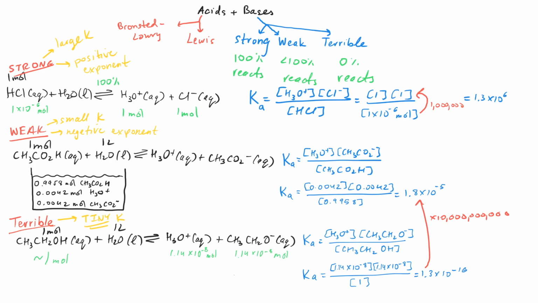Bases follow the same exact trend as acids do. Strong bases react completely in water, and so they have a very large K value with a positive exponent. The only difference is that since these are bases, we add a B subscript to the K to make it a Kb. Furthermore, weak bases have very small Kb values with negative exponents as we expect, and terrible bases have even smaller Kb values.